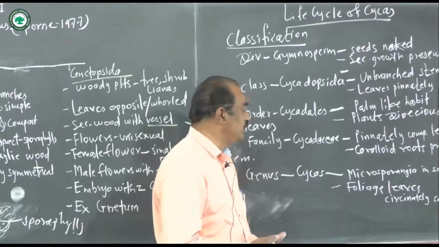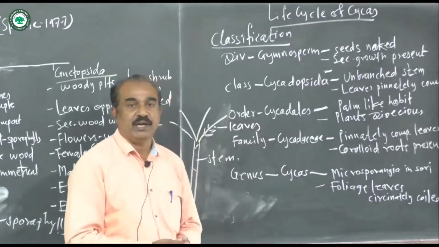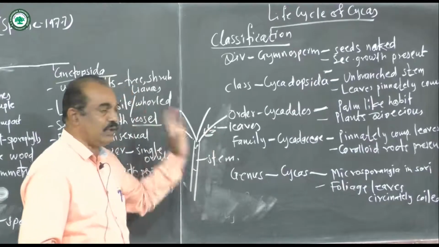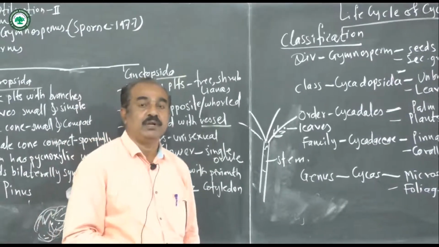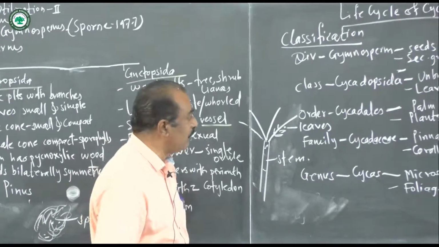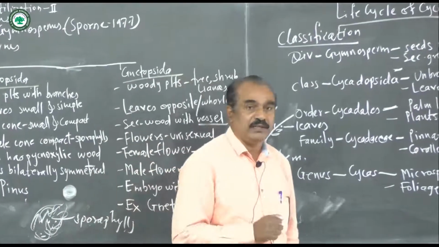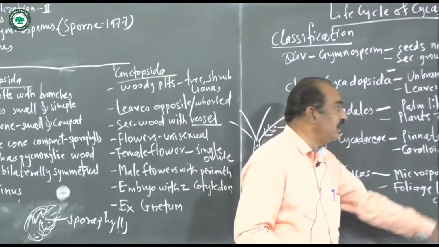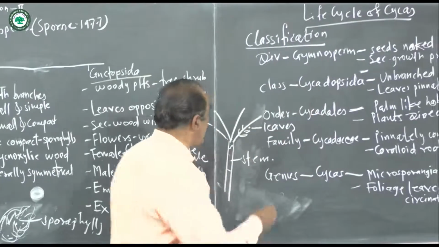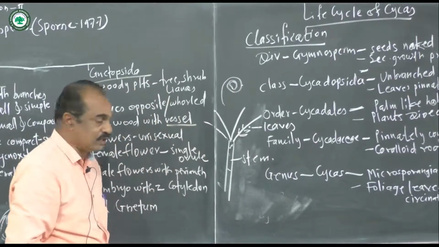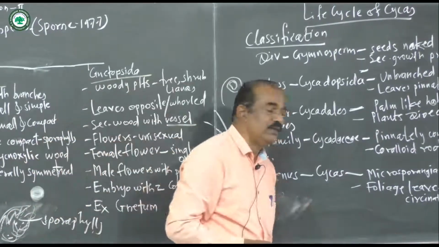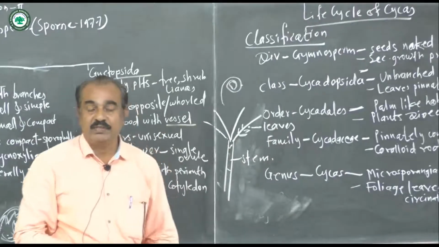Now foliage leaves. Leaves are very large, they are foliage. So these are the leaves, they are large, and such type of leaves are called the foliage leaves, and they are important for the process of photosynthesis. And when the leaves are in young condition, they are circinately coiled. That means they are coiled like this. When they are in young condition, such type of leaves are called the circinate leaves. It is important for its protection.